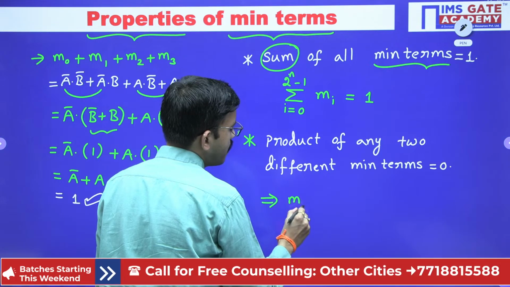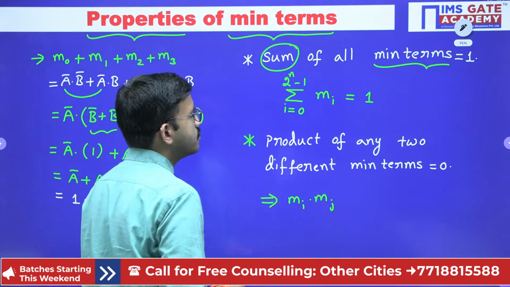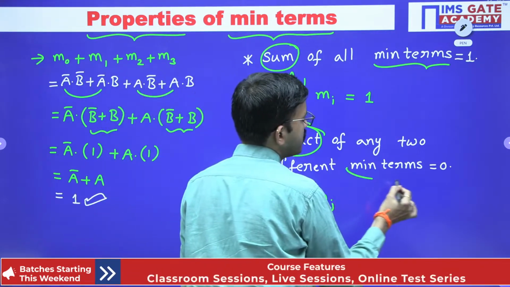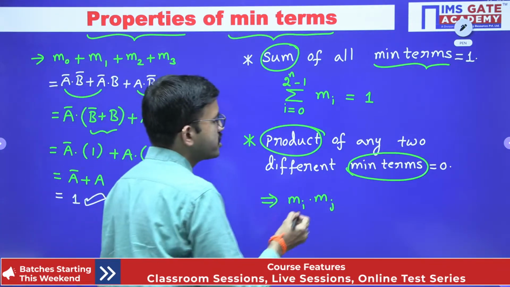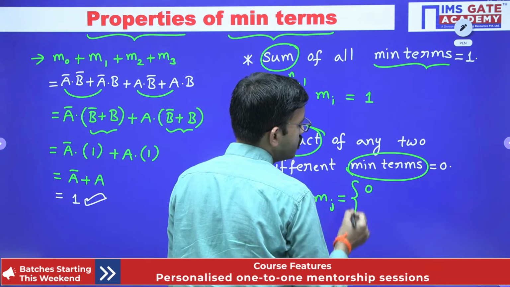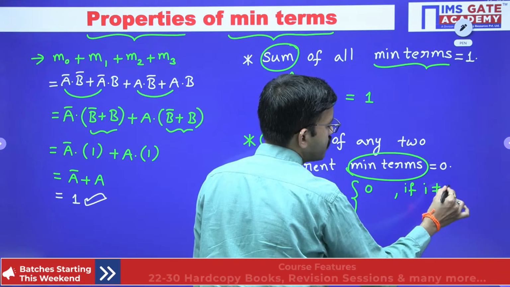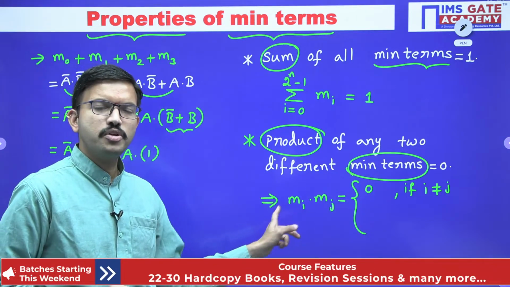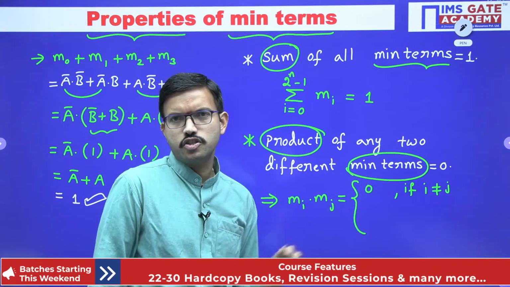So Mi, Mj, I am considering two minterms, Mi, Mj. I am just multiplying. Product means just, since I am considering only two minterms, you can multiply Mi into Mj, which is equal to 0 if i and j are not equal. Just like M0, M1, M1, M2, M2, M3, M3, M0. If you are multiplying any two different minterms, then you will get 0.